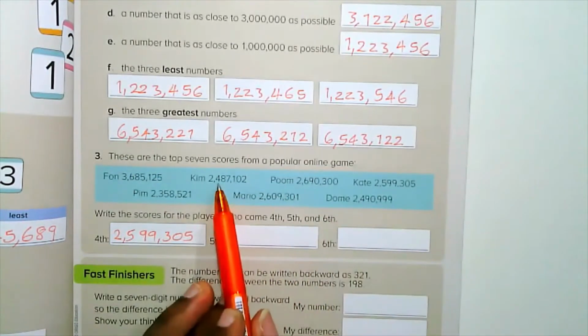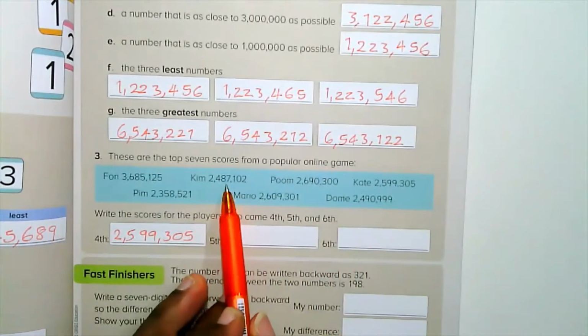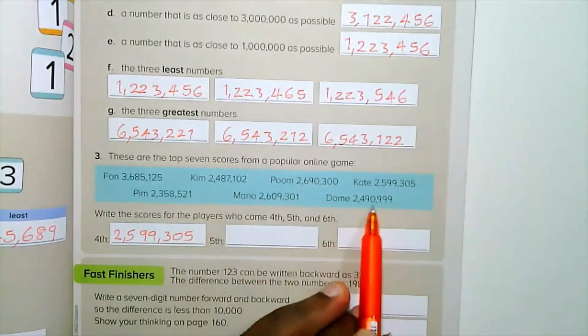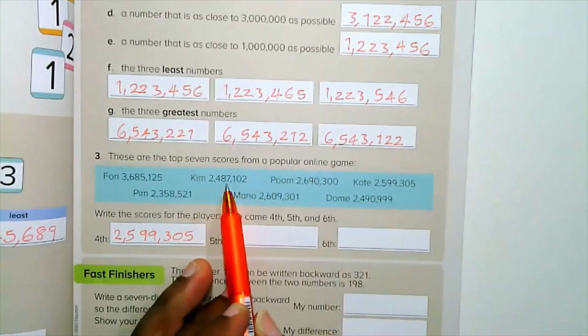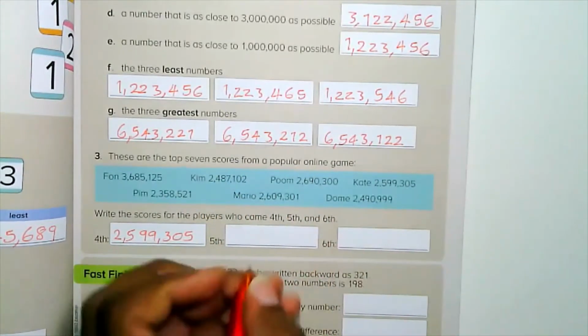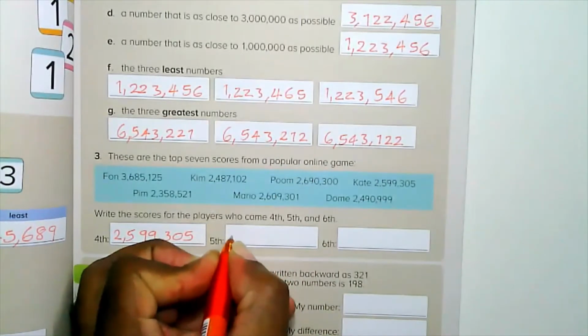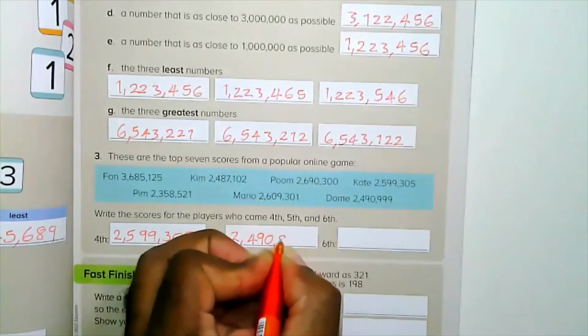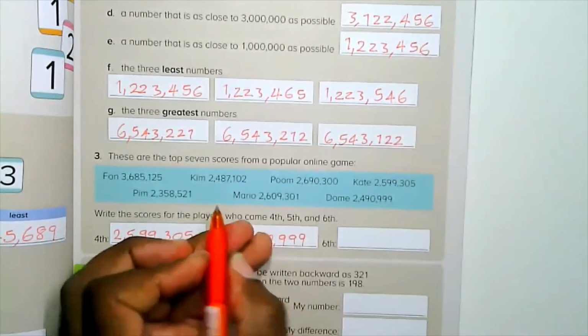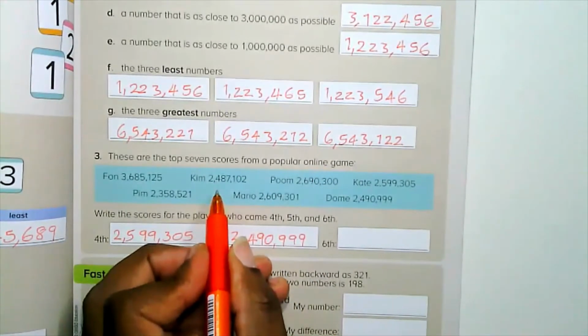So who is next to her will be 2,400,000. But we have 400, so we'll consider the 10,000. So 9,000 and 90,000 and 80,000. 90,000 comes first, which is Dome, 2,490,000. And the sixth will be Kim.